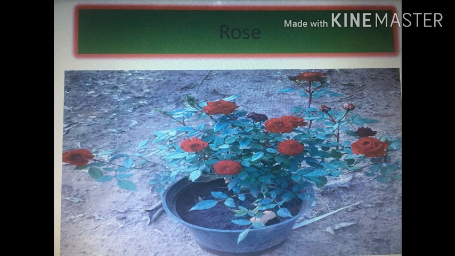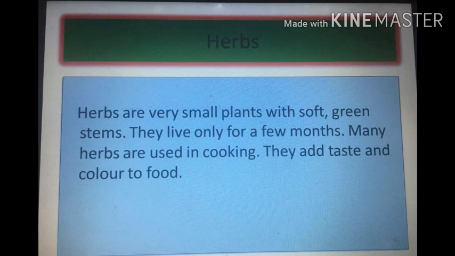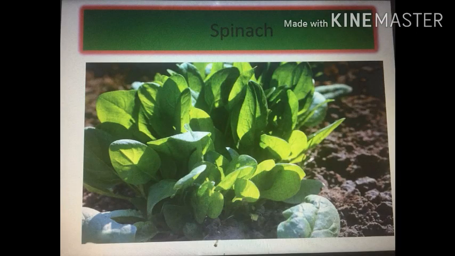Rose, hibiscus, basil, all these are some commonly found shrubs. Next is herbs. Small plants with soft green stems are known as herbs. Grass is a herb. Some commonly grown herbs are mint, spinach, and coriander. They add taste and color to food.